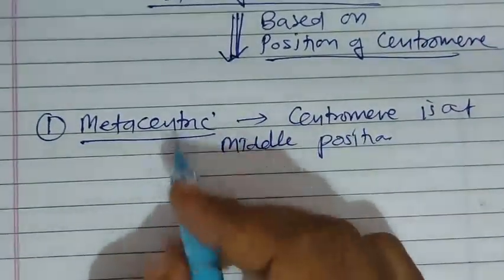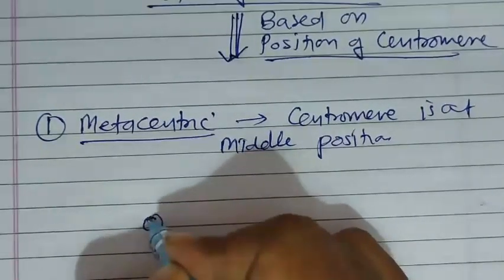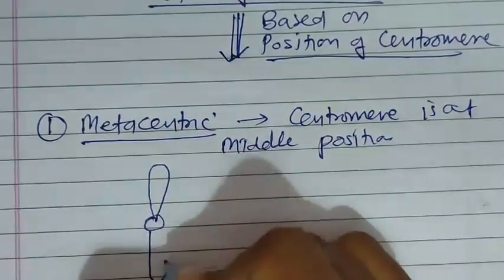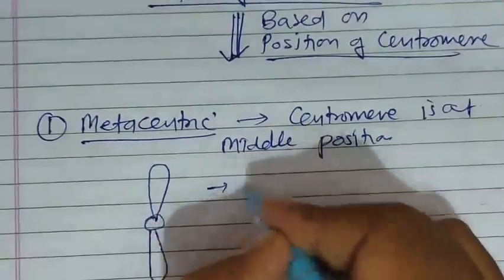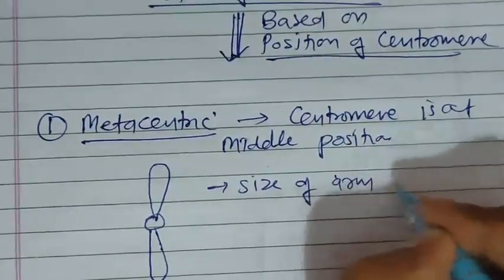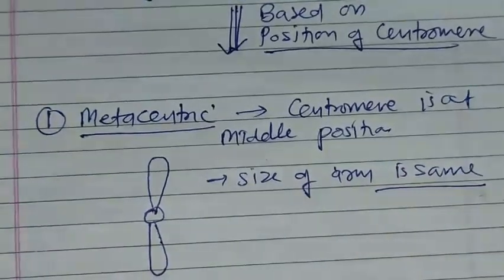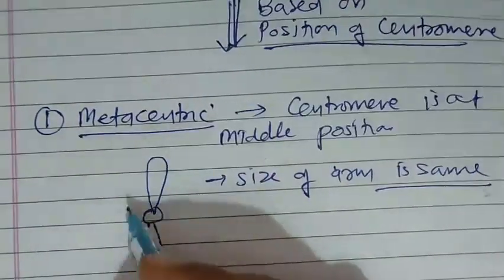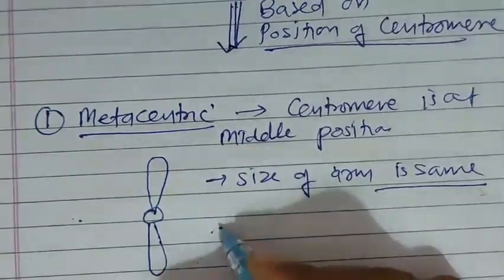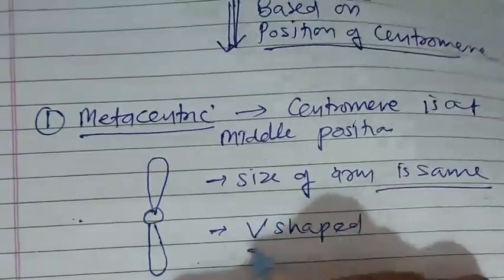So if we see, this is the chromosome, and if the size of both arm is same, and centromere is present in the middle, then it is known as metacentric. Okay, and these are V-shaped chromosome during the anaphase.